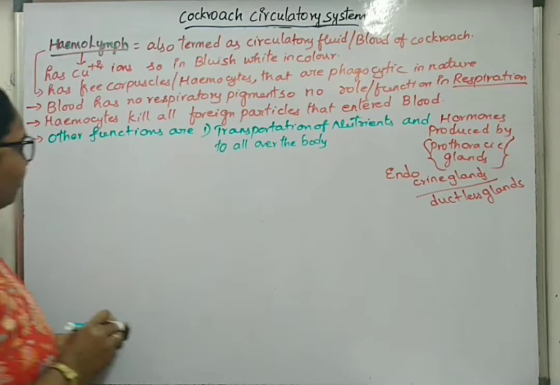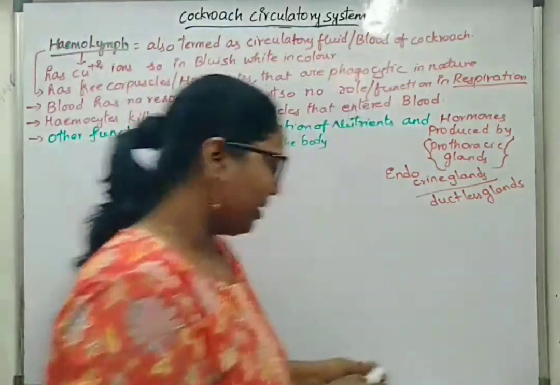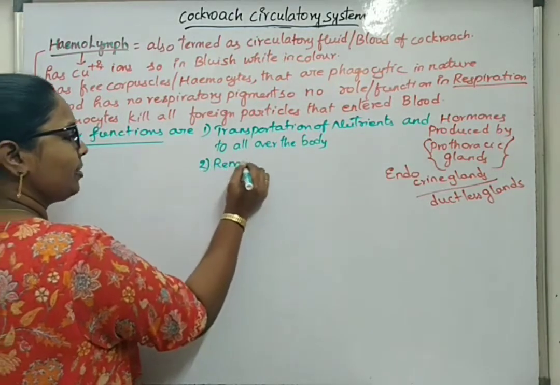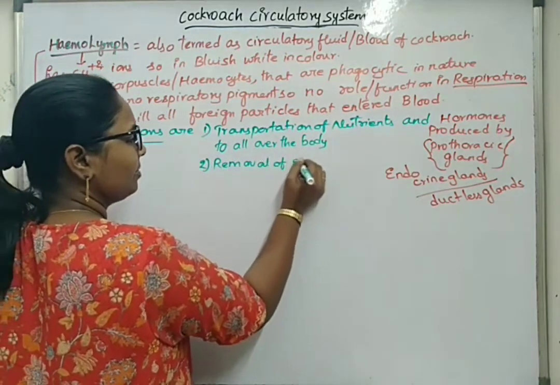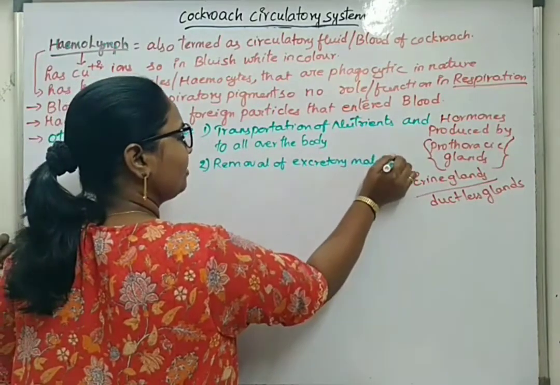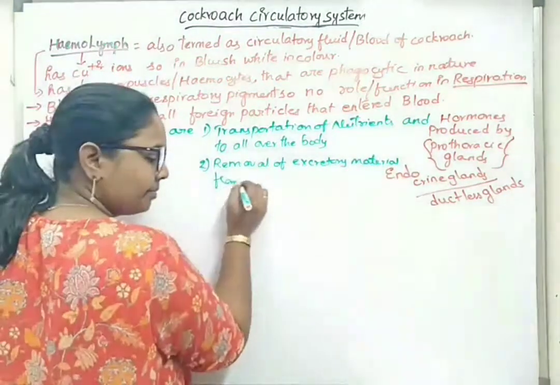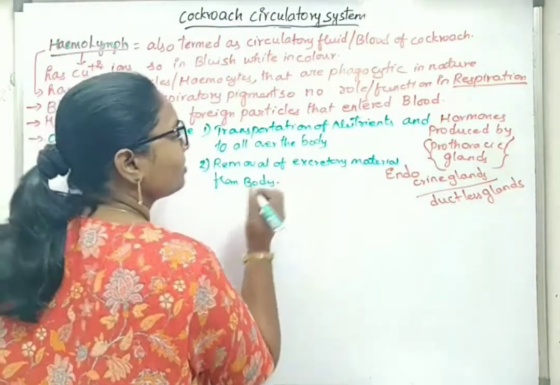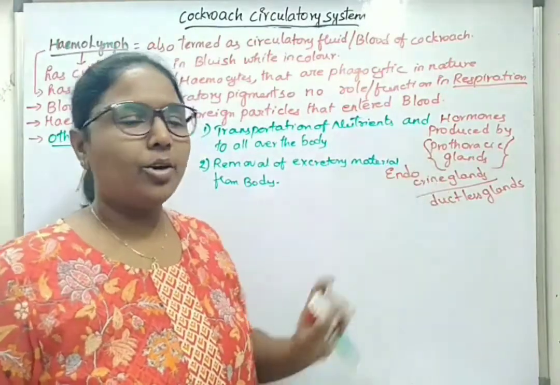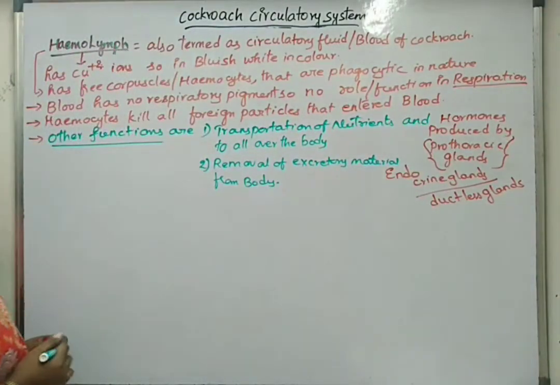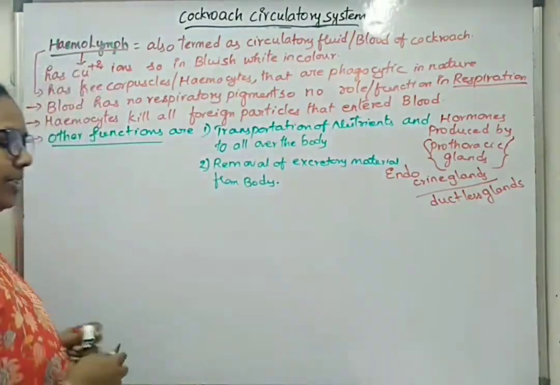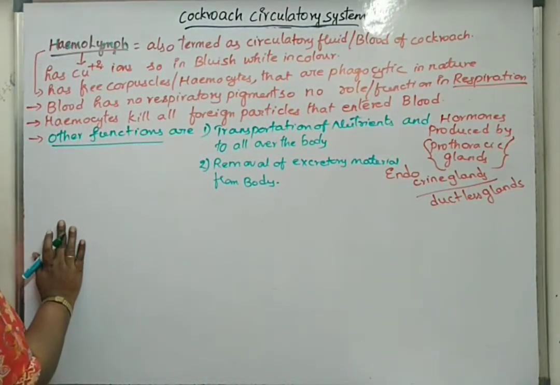Other function of this blood or hemolymph is removal of waste material, excretory material from the body. And these hormones are transported to the target organs. So these are a few points regarding the structure of the circulatory system of cockroach. Now we will see how the circulation is happening in cockroach.